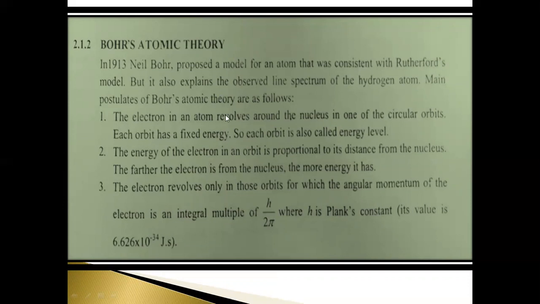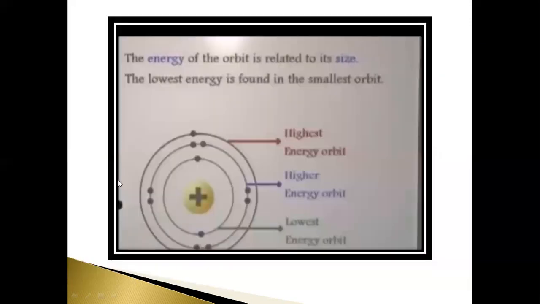What are the postulates of the Bohr atomic theory? Number one, the electron in an atom revolves around the nucleus in one of the circular orbits. Each orbit has fixed energy, so each orbit is also called an energy level. The orbit closest to the nucleus is the lowest energy orbit. Then the second one is a higher energy orbit. Then the third one is the highest energy orbit.